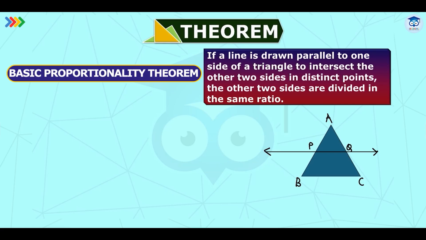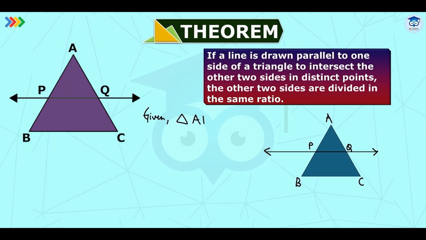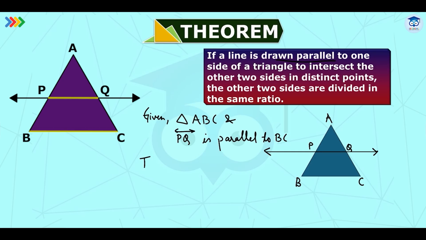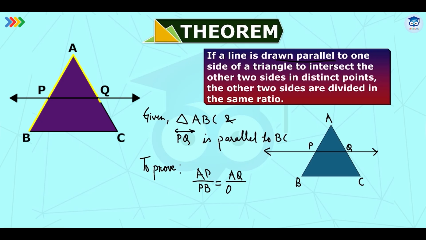So here we are given triangle ABC, and it's already drawn. PQ is parallel to BC. To prove: AP upon PB is equal to AQ upon QC.